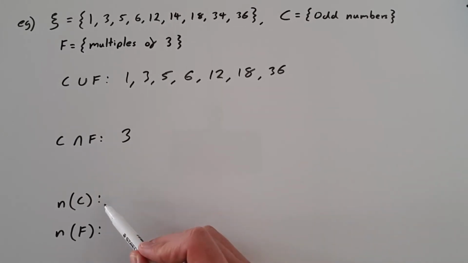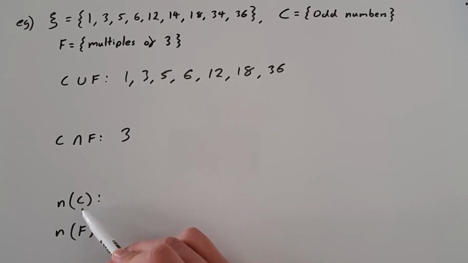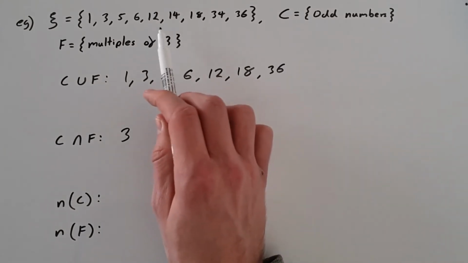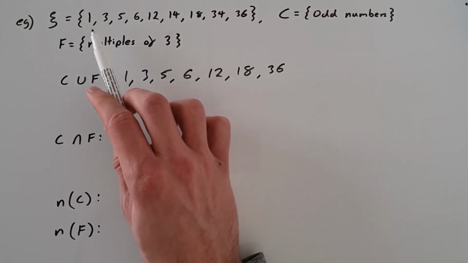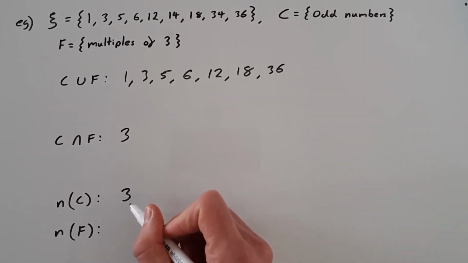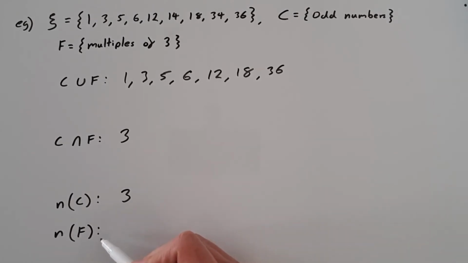Okay, so now looking at the last couple of bits then, so now we will look at how many members are in set C. Okay, so C is looking at just the odd numbers of our universal set, and we know the only odd numbers are at the start, so 1, 3 and 5, so therefore that's 3 for 1, 3 and 5.